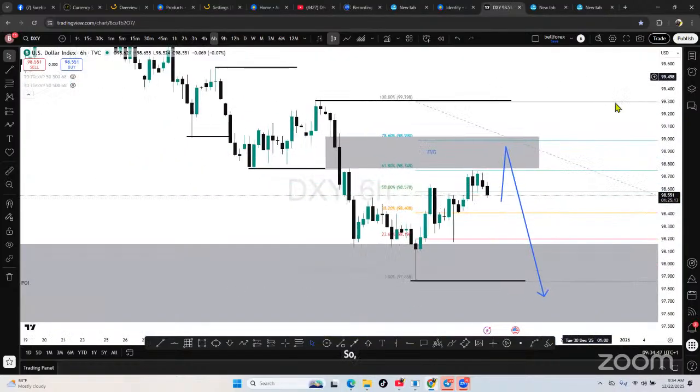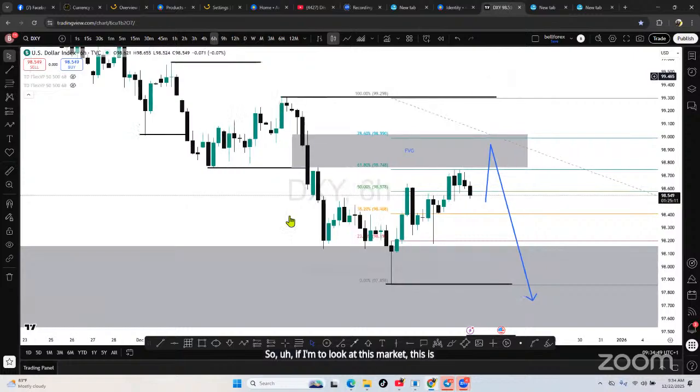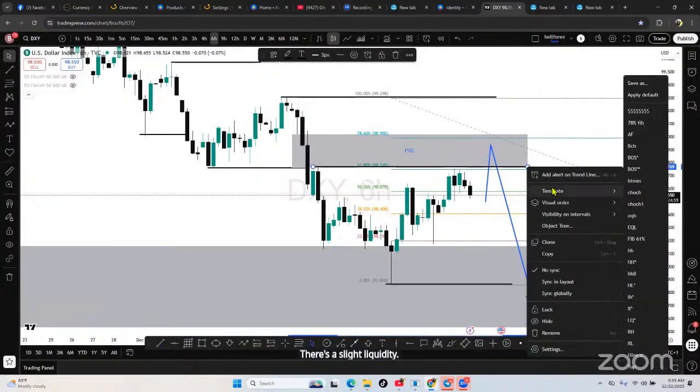So if I'm to look at this market, this is what I get. Market reacting, and possibly there is slight liquidity being built here ahead of this point of interest. So there's a slight liquidity being built here. So I would say this is BTMM.